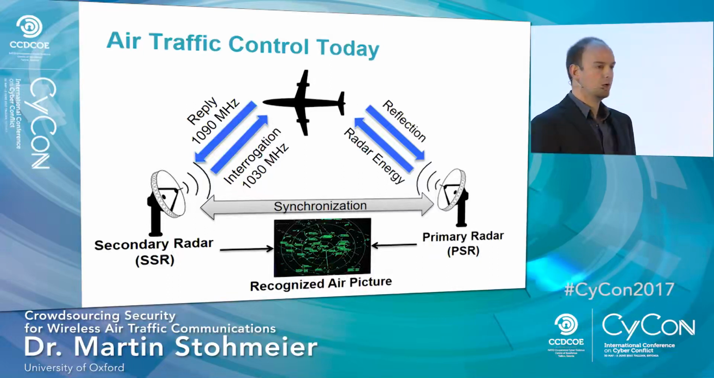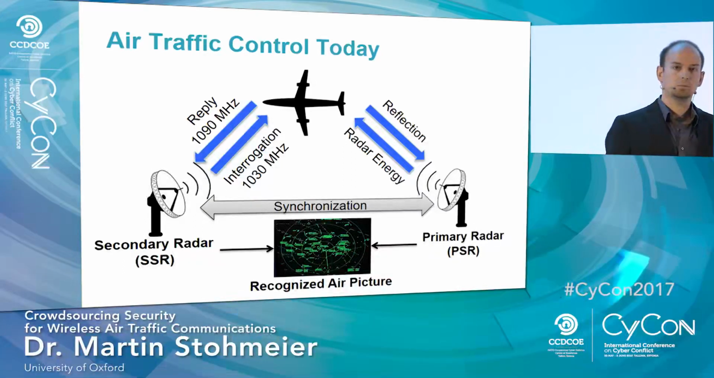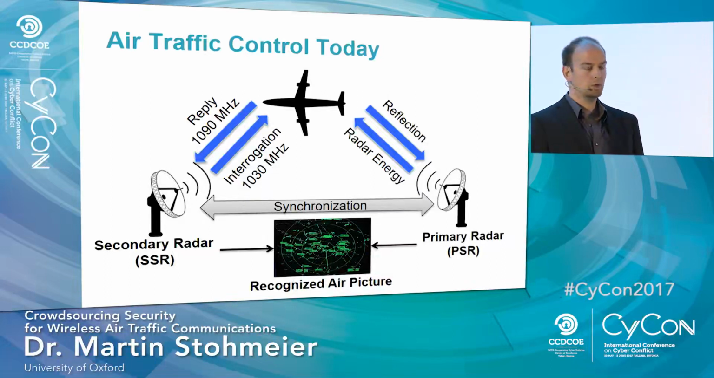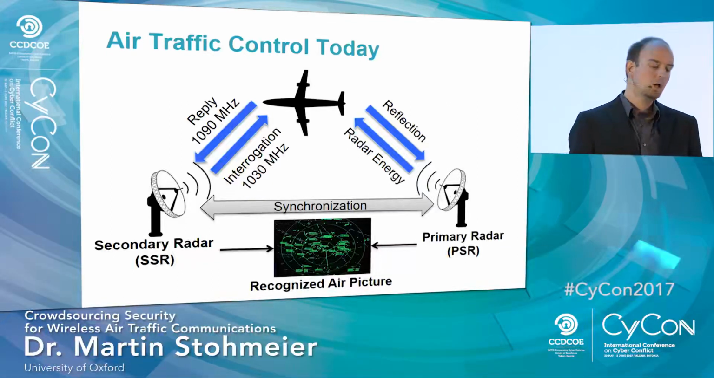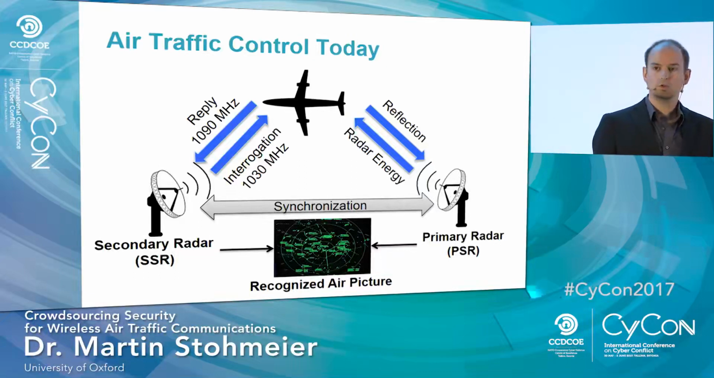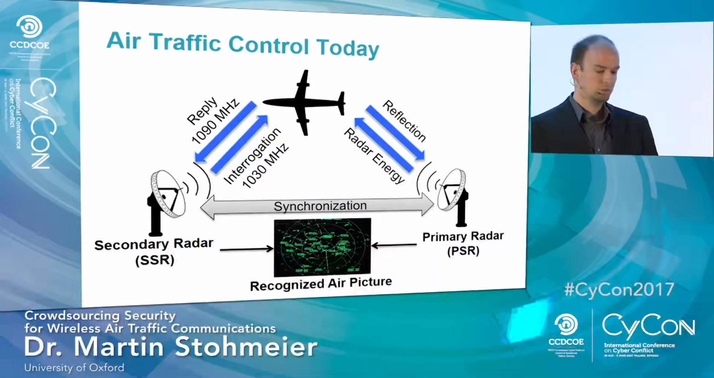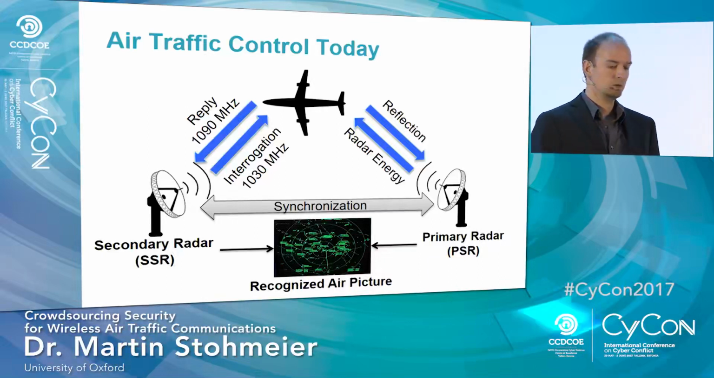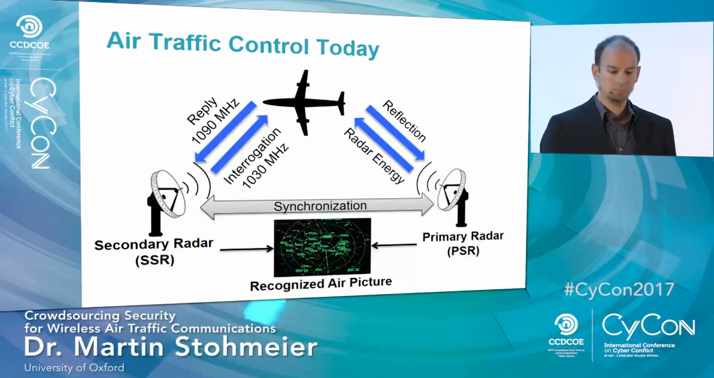On the left-hand side, we have the secondary surveillance radar, which works in a different way. Basically, it needs the cooperation of the aircraft. So the ground station interrogates aircraft using digital messages on the 1030 megahertz channel, and then the aircraft, when they are equipped with a transponder, will answer with their ID, altitude, and other information. At larger airports, these two sources of information are then joined together, and they make up the recognized air picture, which is basically what air traffic controllers have on their radar.